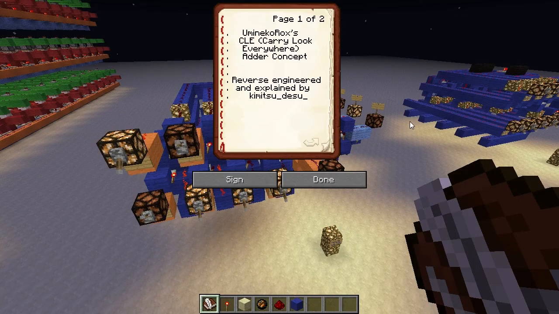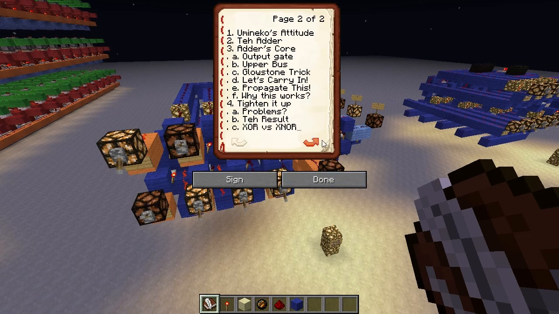Hello guys, this is Kimitsu, and today I'll try to explain UminekoRox's CLE, carry look everywhere error concept. I had to reverse engineer it from his video.